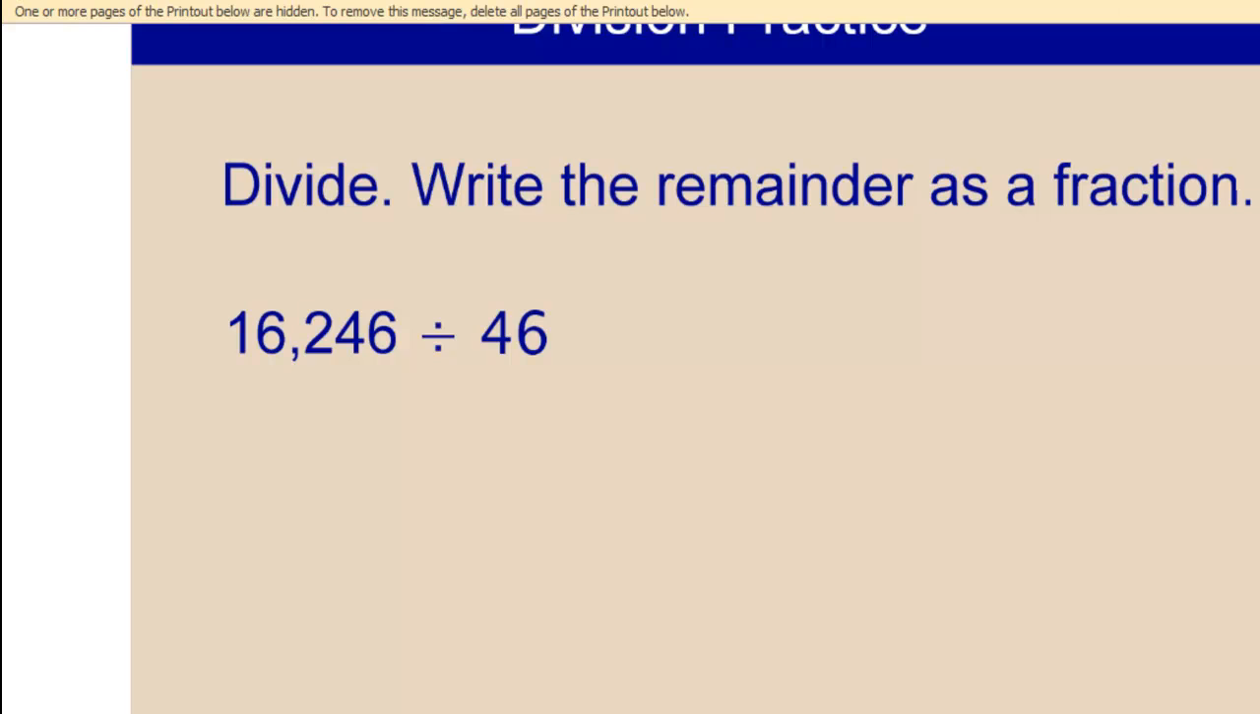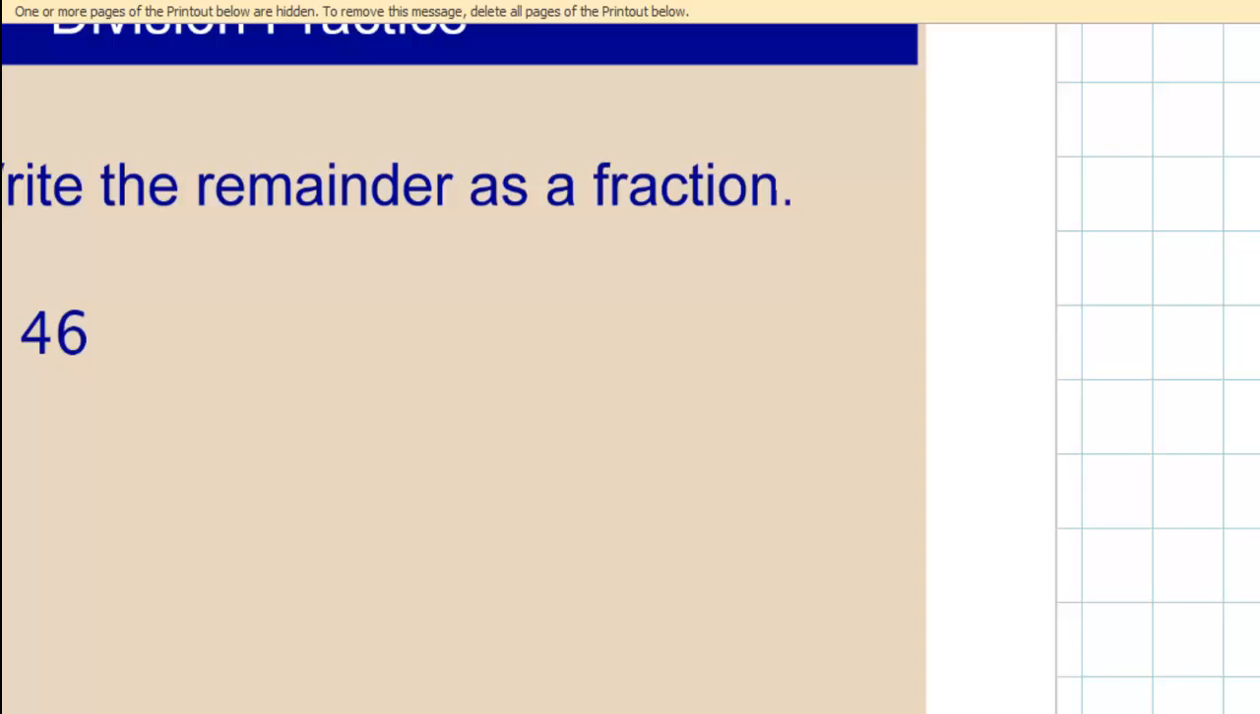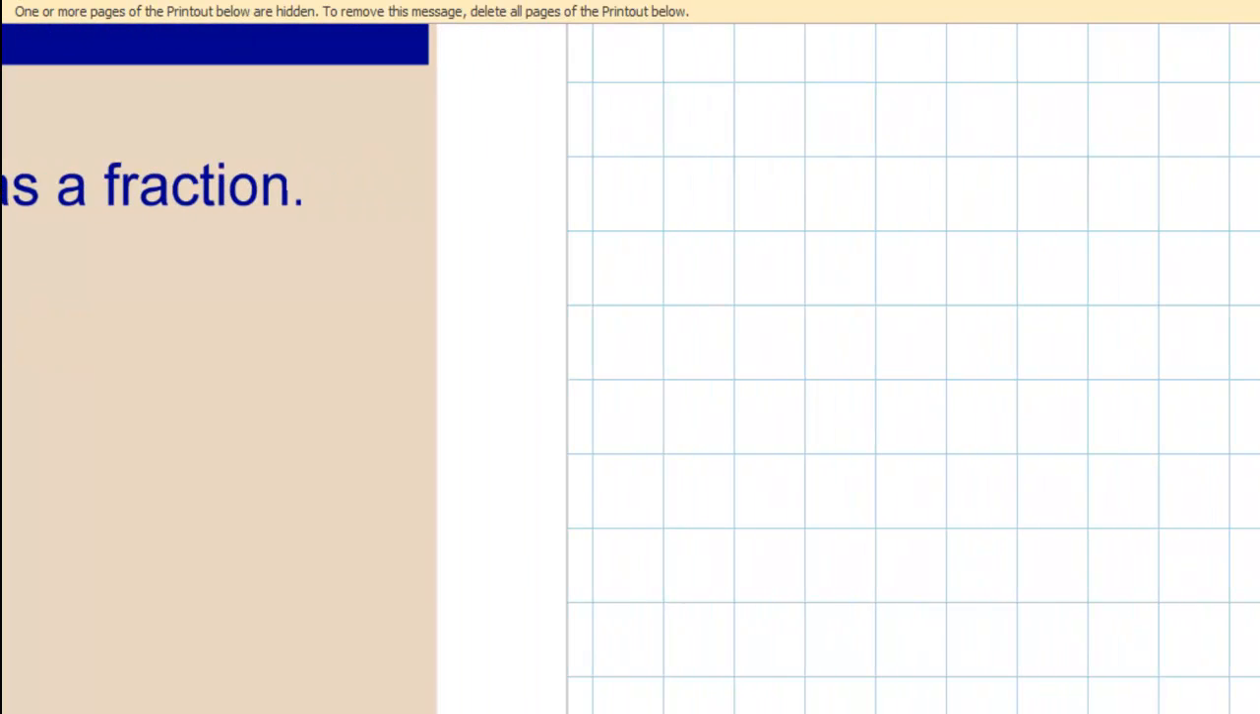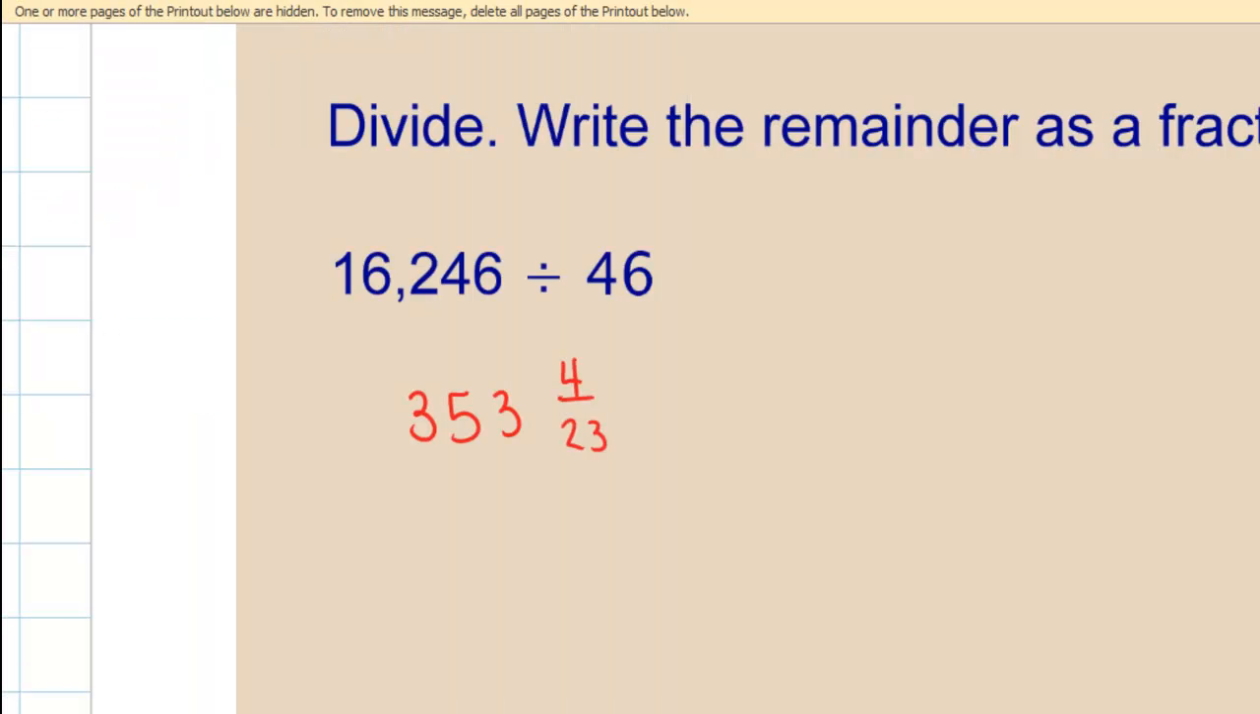Try this next problem, show all your steps. Again, you can include having the grid over to the side and just scroll to the side by going to View, Rule Lines, and put your grid in. If you already put your grid in, it'll still be there. And check back for the answer. You should end up with 353 4/23.